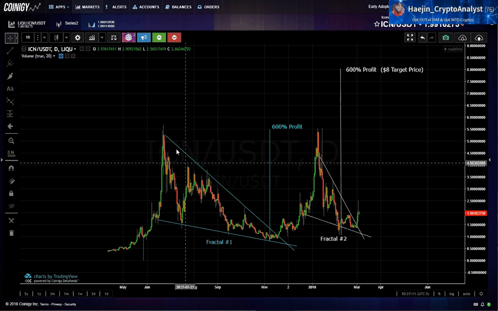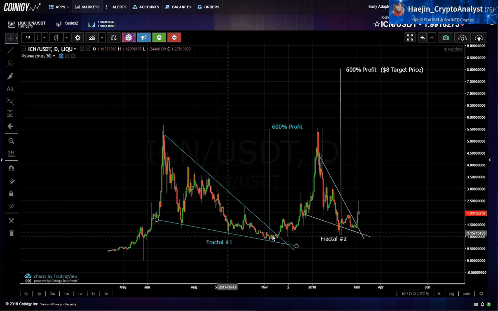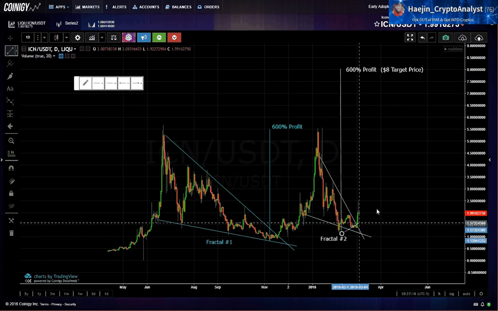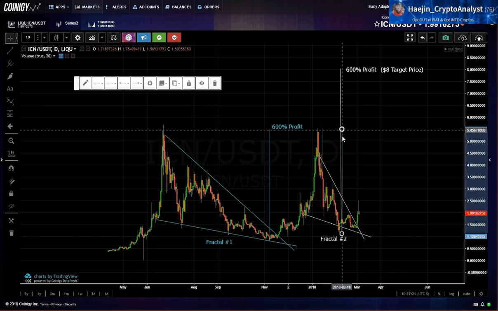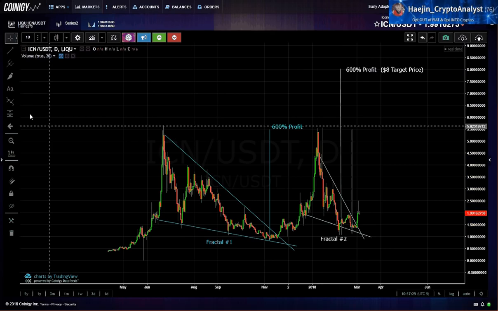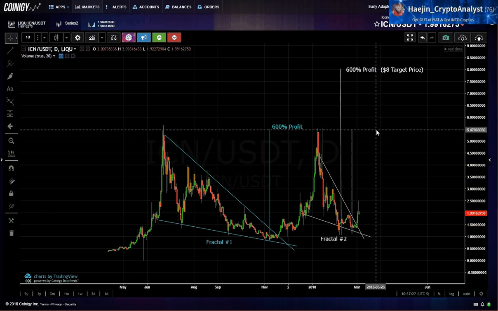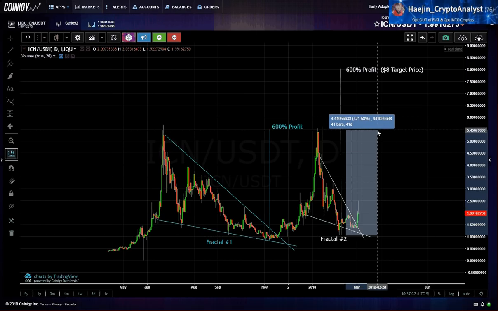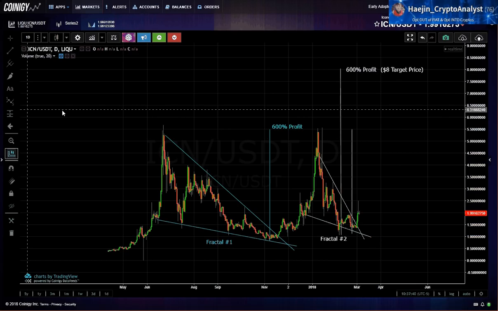So if we make it equal to the height, that would bring it to at around 547. And the profitability level on that would be 420%. So 547.